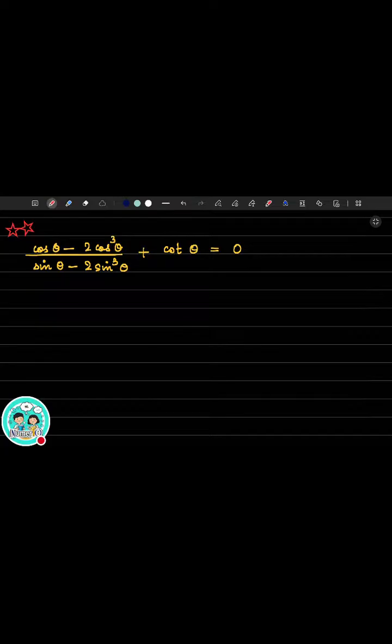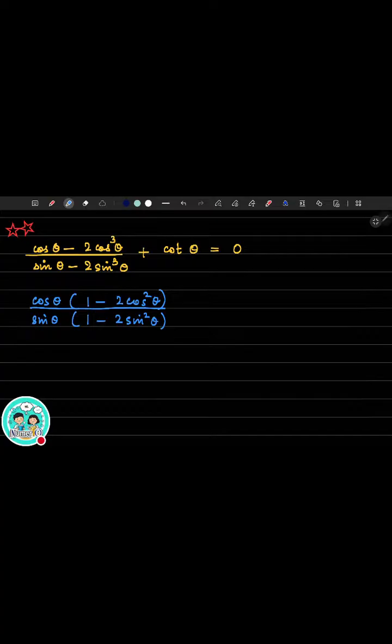Cos theta minus 2 cos cube theta divided by sin theta minus 2 sin cube theta plus cot theta equal to 0. Or you may be given that this first term is equal to minus cot theta. Either way, it is going to be the same question. A very good 3-mark question. The very first thing you have to do is take cos theta common from the numerator. What you are left with is 1 minus 2 cos square theta, divided by, from the denominator, you can take sin theta common out, which will be 1 minus 2 sin square theta.